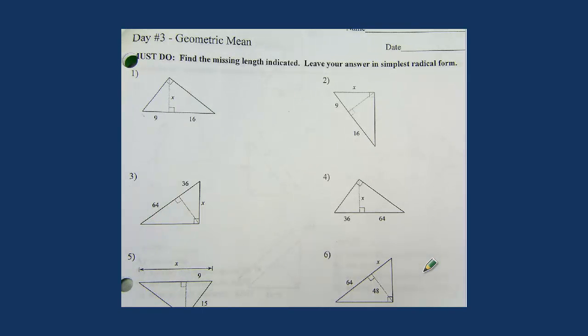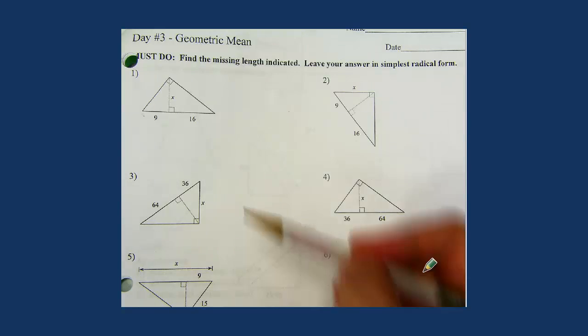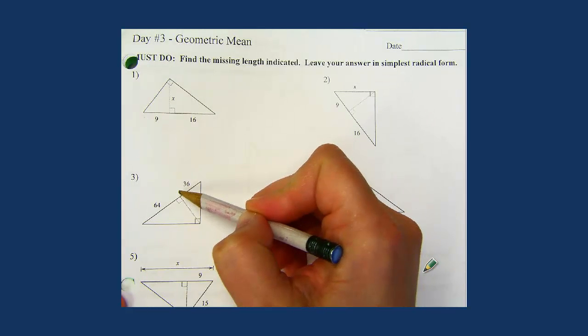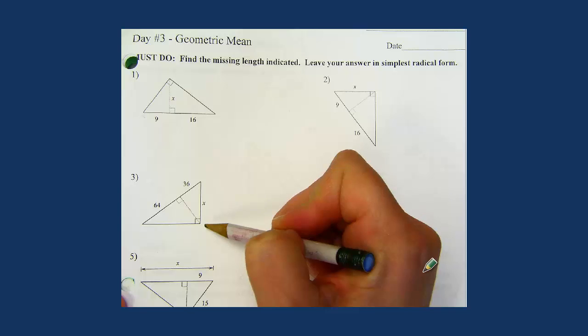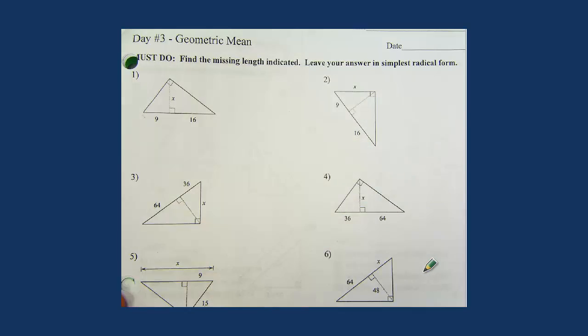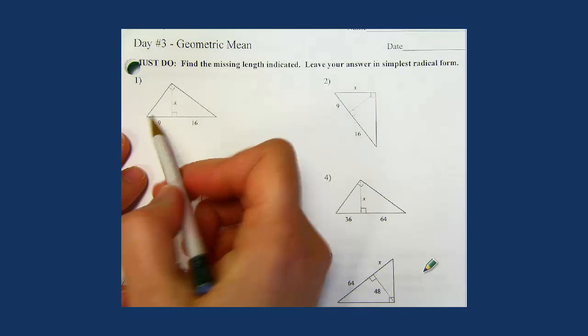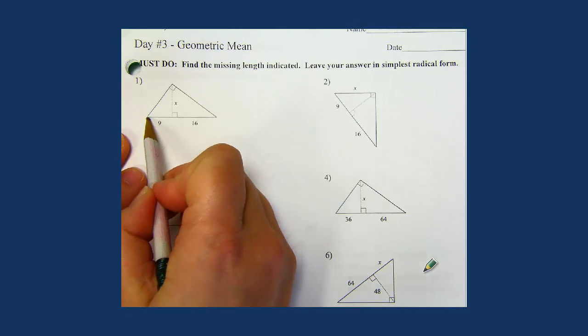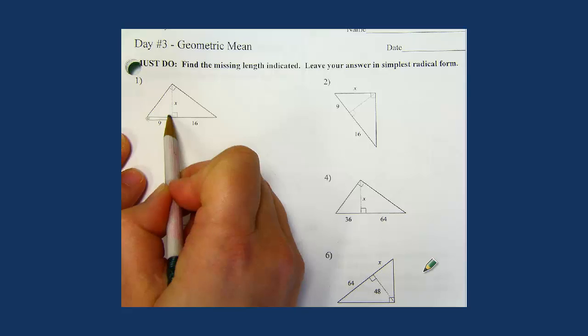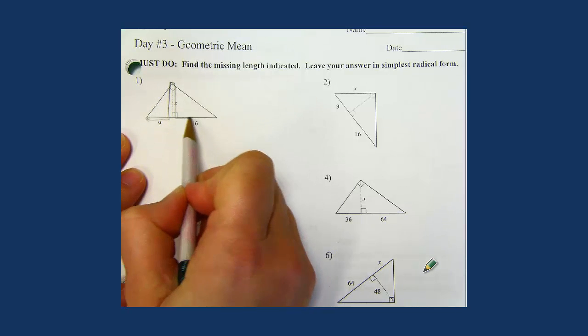If you do not have any information about the altitude, then you start at the bottom of the altitude and you go towards the side where you have the most information. So what I'm going to do is start with number 1. Number 1, we do have information about the altitude, so we're going to start at the end of the hypotenuse, go to the altitude, up, down, and back over.